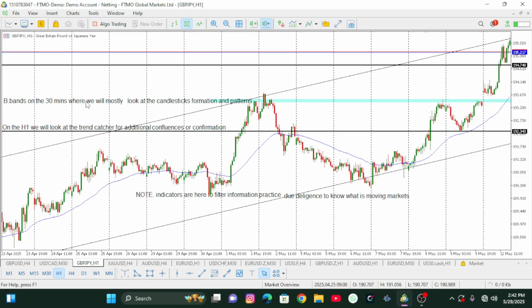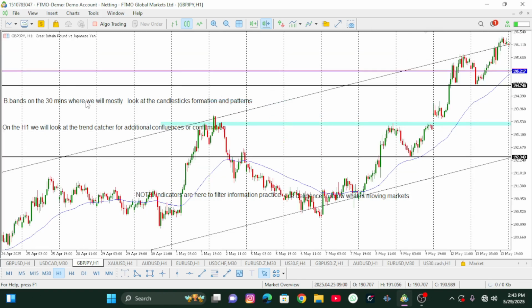If the price goes to the upper band, we'll expect some kind of reversal pattern. That's why we'll go to the Bollinger Bands and look at the candlestick formations and the patterns that form there. And if that is not enough, you can also go to the 1 hour time frame. Remember the indicator that I showed you earlier, the trend catcher indicator.